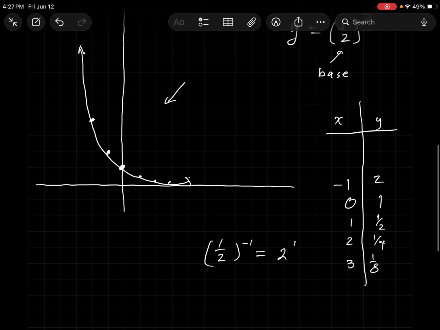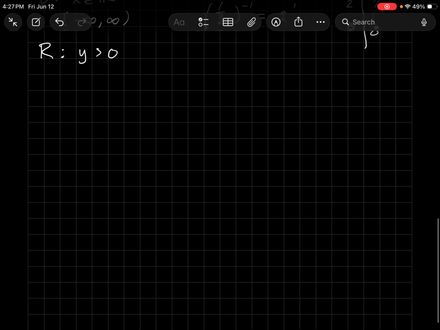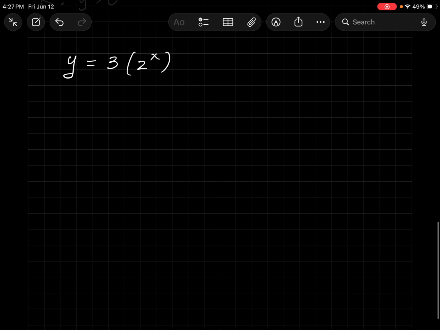Looking at the domain and range, those didn't change. X can be anything. I can plug in any number for X and get an answer out. But the answers that I get out, my range, are strictly positive. Now, I'm not going to get into depth about transformations because once you understand how one function gets transformed, you understand how they all do.